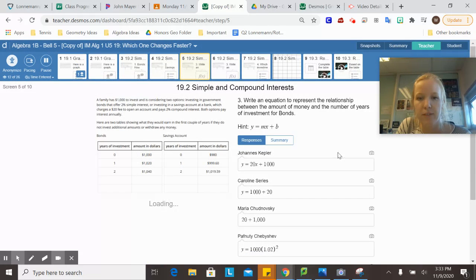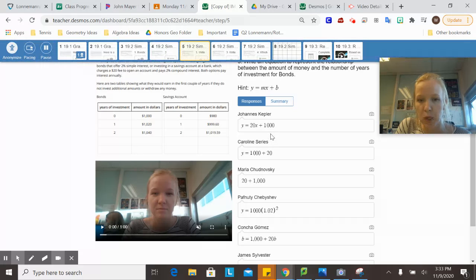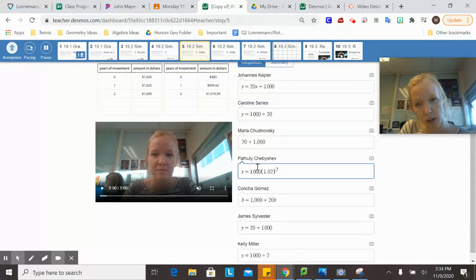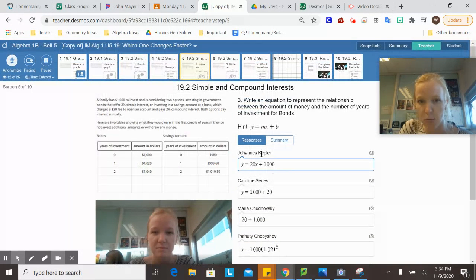All right, slide 5. You need to create an equation in y equals mx plus b form. So this top equation is perfect. Y equals 20x, because it was increasing by 20 each time, plus 1,000. 1,000 was the starting amount. Some of us were close. We just forgot the x. Remember, we need to have an x in our equation, and the x goes with the slope, which is the 20. This one was not exponential. So again, we're just missing the x in some of these, but this top one is great.